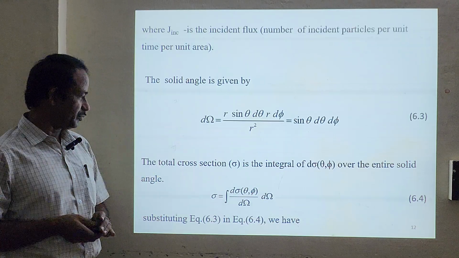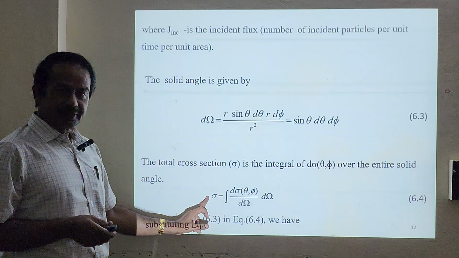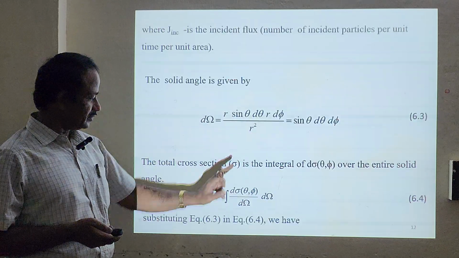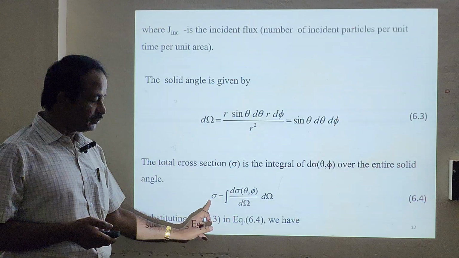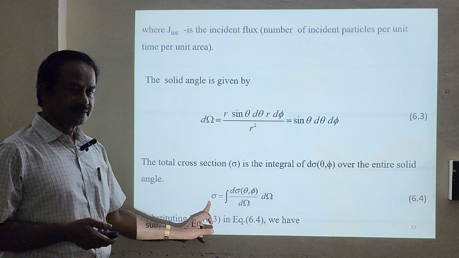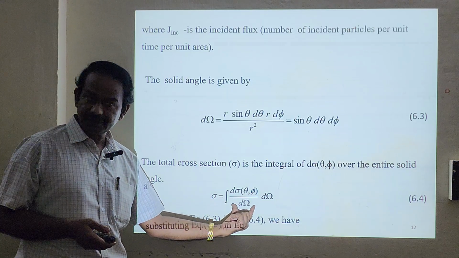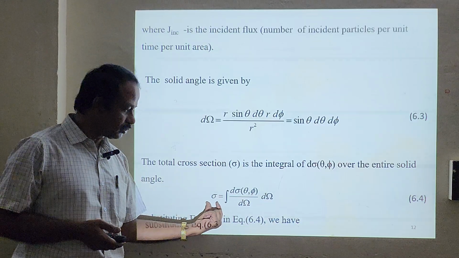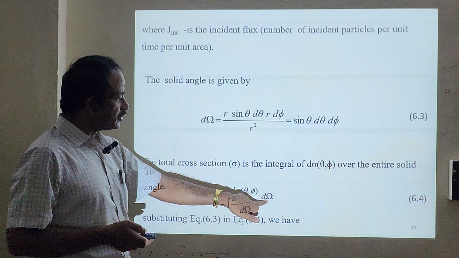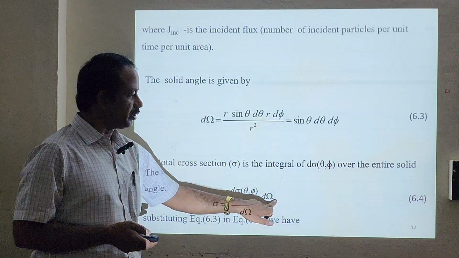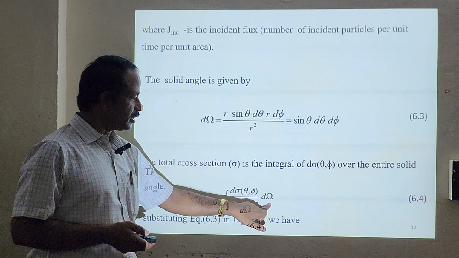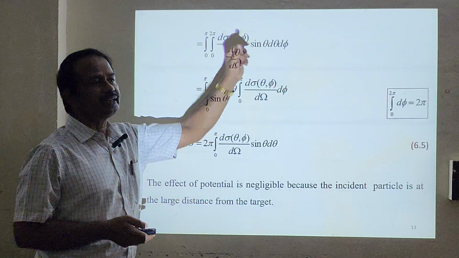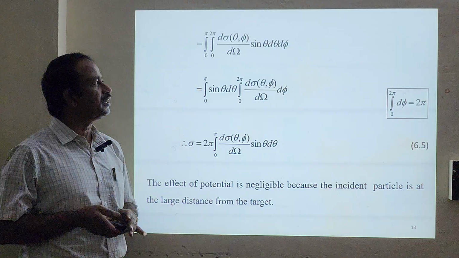So for the total cross section, as I have already told you, we have to integrate. Integrating this will give you the total cross section, correct? So this is the differential cross section, and this will be your total cross section. The integration will give you the total cross section. So just substitute the expression for d omega: d omega will be sin theta d theta d phi. Rest of the terms, let it be like this.